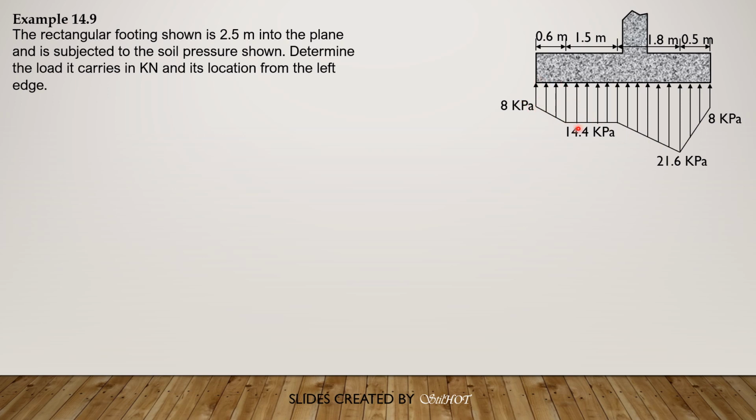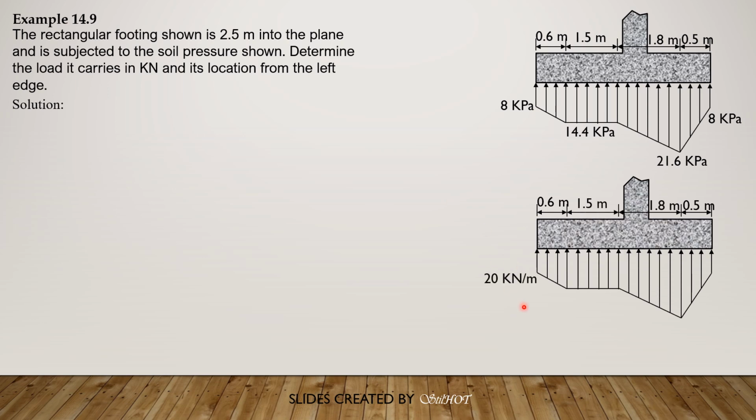To convert them into kilonewton per meter, we simply multiply it by the dimension perpendicular to the plane of this figure, which is 2.5. So 8 times 2.5 would become 20 kilonewton per meter. 14.4 times 2.5 would become 36 kilonewton per meter. 21.6 times 2.5 would become 54 kilonewton per meter, and 8 kilopascals times 2.5 will be 20 kilonewton per meter.